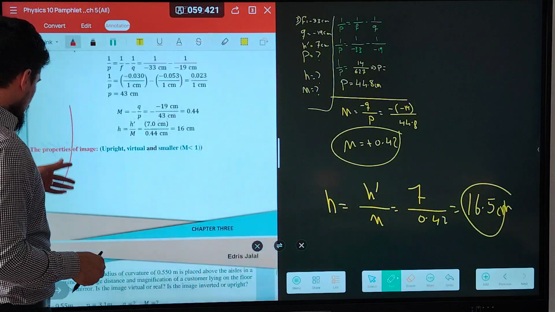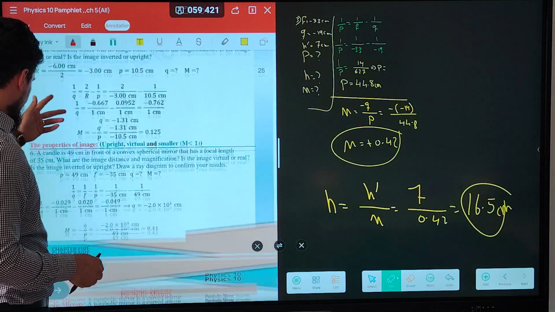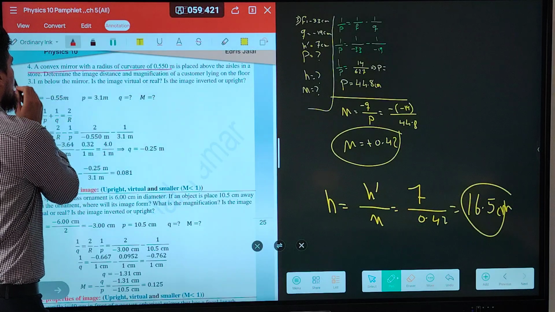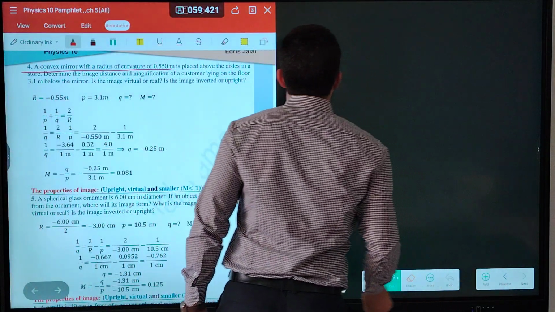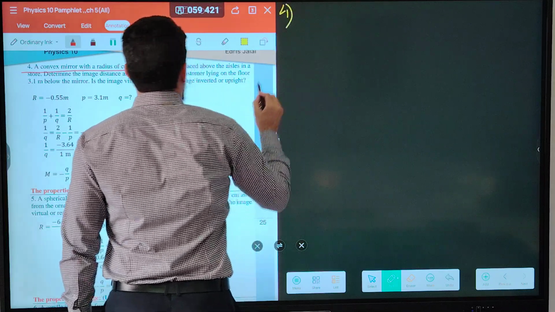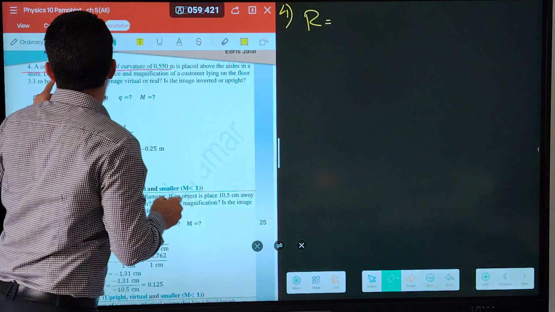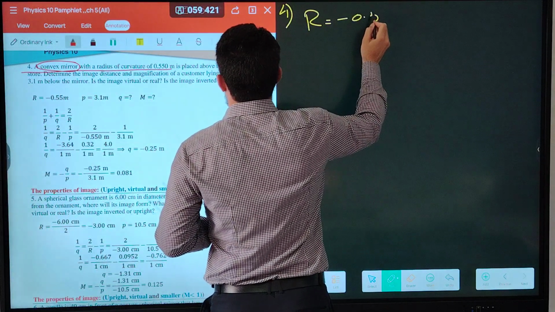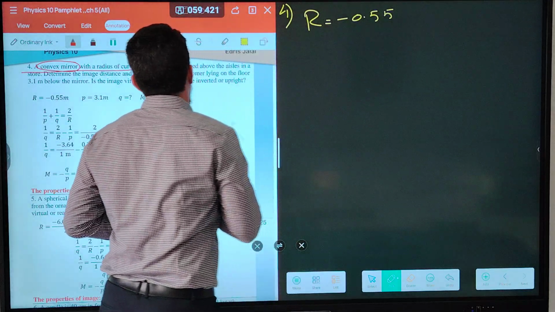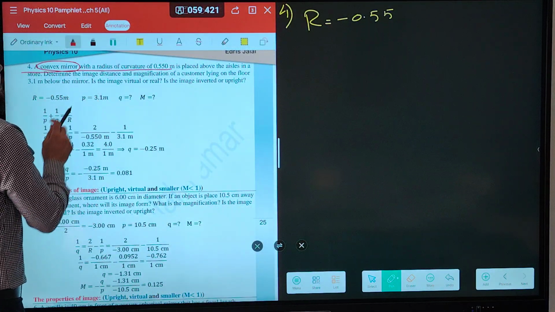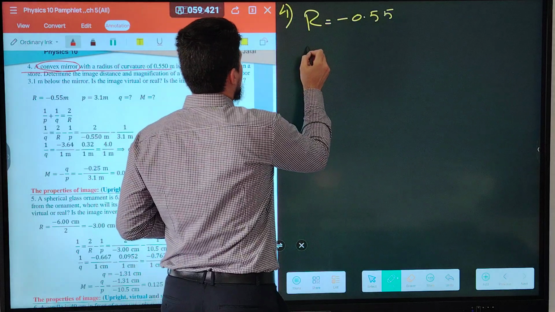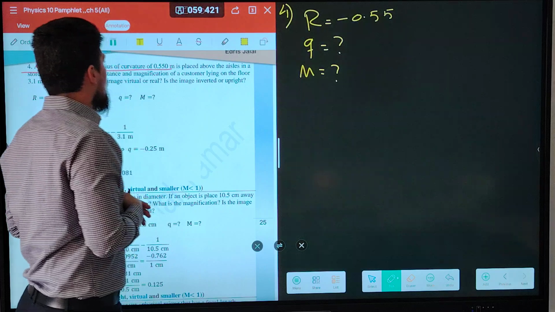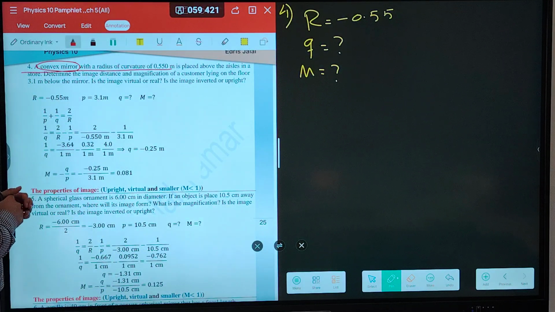Question 3. Okay, guys, look. Question 4, a convex mirror with a radius of curvature. We have radius of curvature R is equal to what? Because we have a convex spherical mirror, the radius of curvature should be negative 0.55. Okay? It is placed above the easels in a store. Determine the image distance Q and the magnification M of a customer lying on the floor, 3.1 meter below the mirror.